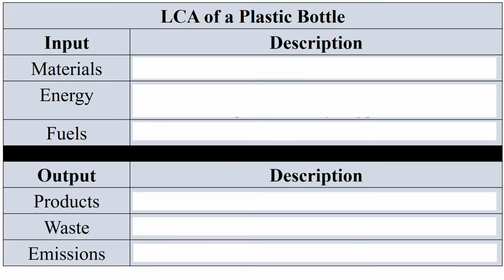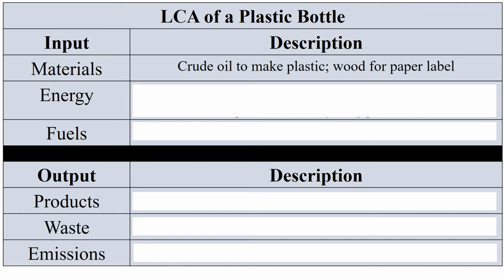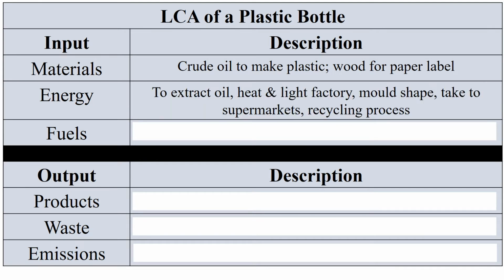So for the materials, the input, crude oil is used to make the plastic. Something you might not have considered perhaps was that for some products you'd have a paper label, so that would be wood required for that. In terms of energy, you need to get the oil out of the ground, whether that's in the North Sea or somewhere else. Factories are going to have heat and light. You're also going to need energy to mould the shape. You're going to need energy to take to supermarkets, and also in the recycling process.